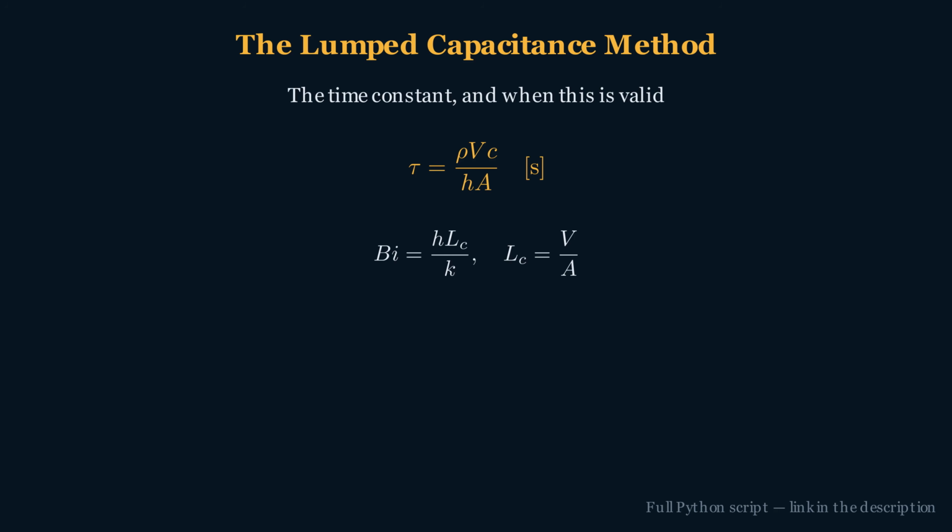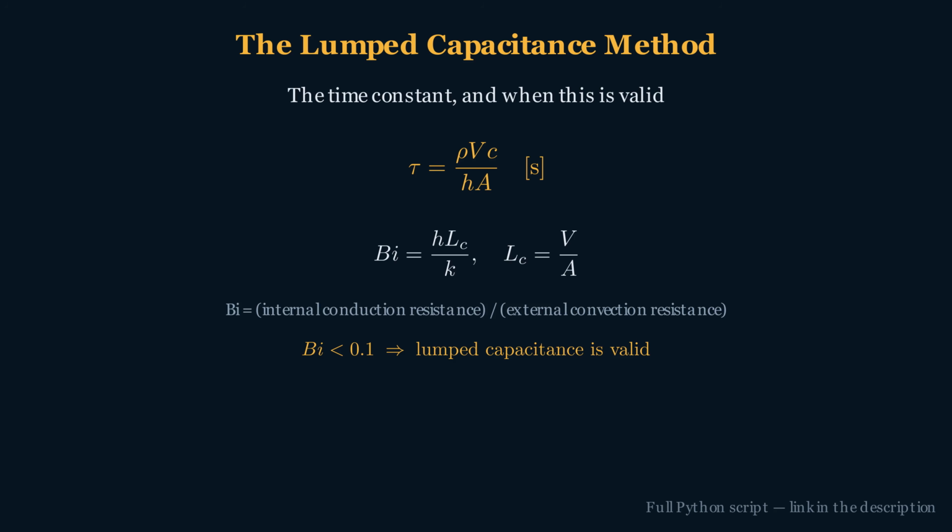The validity of this whole approach hinges on the Biot number, h times a characteristic length, over k. The characteristic length is volume over surface area. Physically, the Biot number compares the resistance to conduction inside the object to the resistance to convection at its surface. When Biot is less than about 0.1, internal conduction is so much faster than surface convection that temperature gradients inside the object are negligible. The lumped assumption holds. Above that, we need the full spatial solution, which is where the rest of this video is headed.